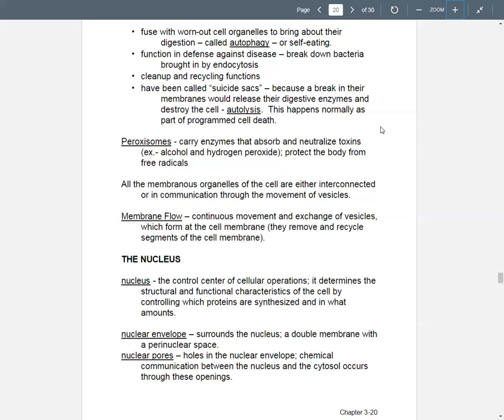So basically all your organelles that have membranes are either connected or communicating with each other based on movements of vesicles. So vesicles are kind of like text messages, right? So they can be sending each other messages, all right?